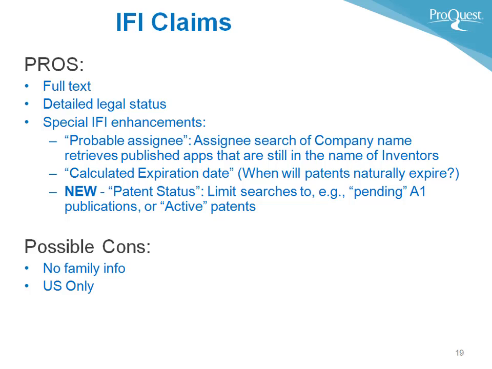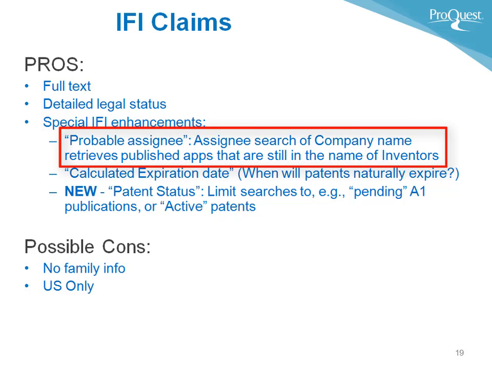For example, one of its functions is called probable assignee searching. This has to do with the fact that when published applications first come out, they're very often not in the name of the company. They're in the name of the inventor. So in other databases, you can search for patents for a company, and you won't get these records. But in IFI Claims, you will get those hits.